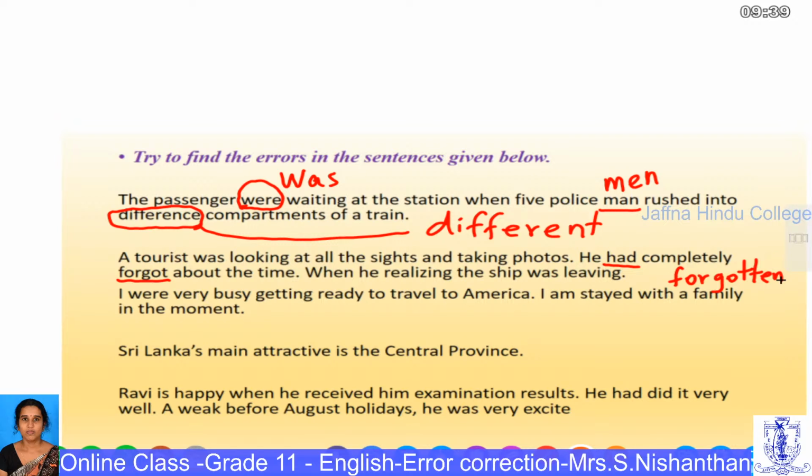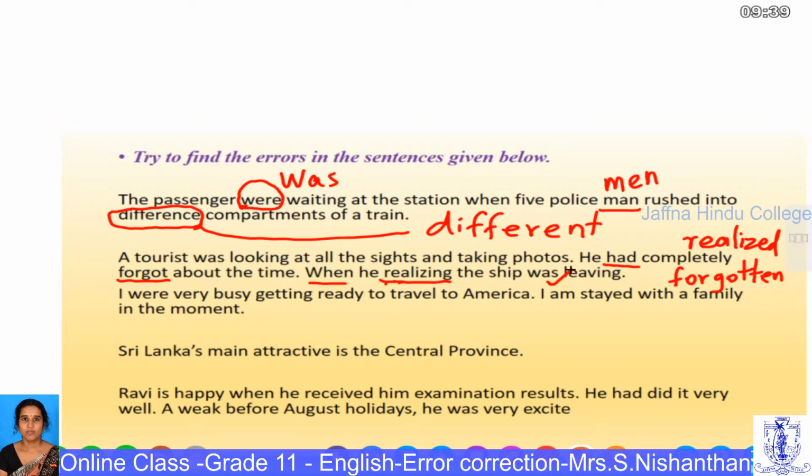About the time. When he realizing, no, when he, it is in past tense. So the realize should be when he realized. The two sentences were combined using when, so it should be at the moment. So it can be in the past, simple past. So when he realized the ship was leaving, it is in past continuous. It's right.